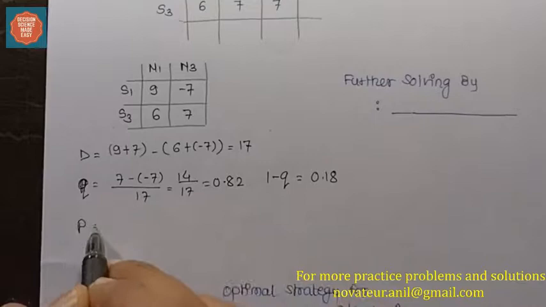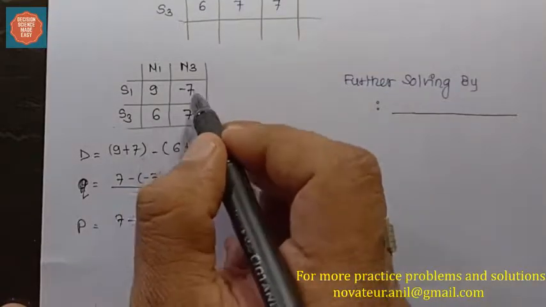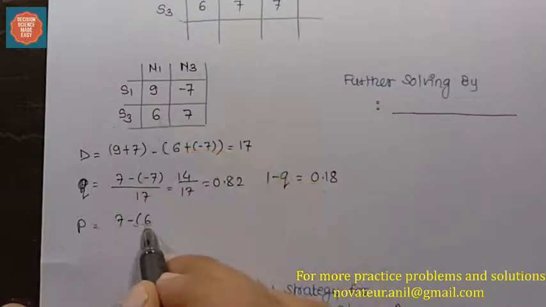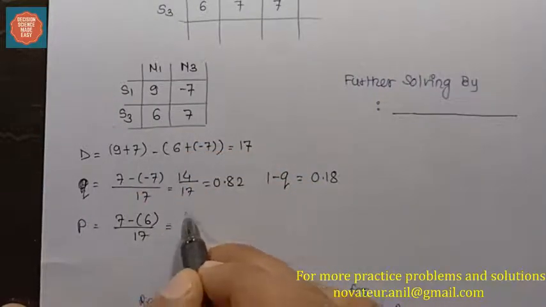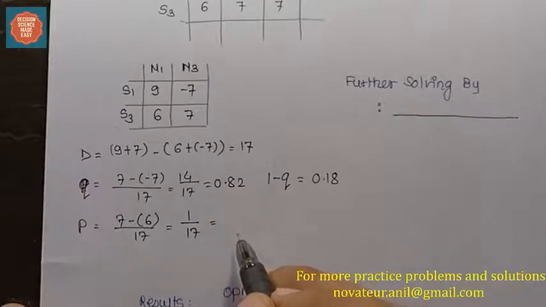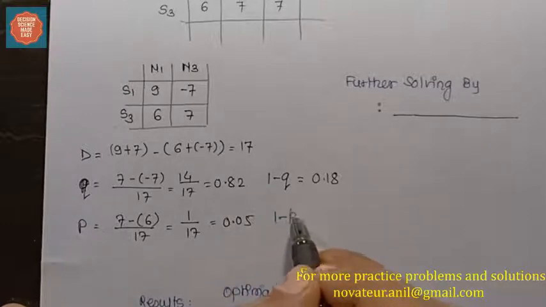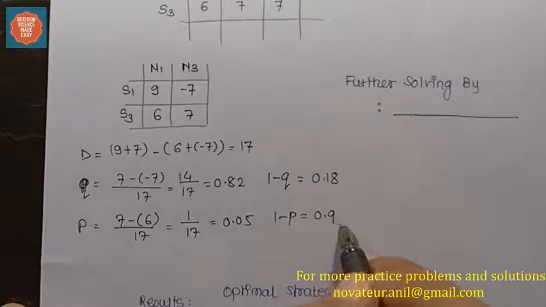Similarly for p, it is nothing but 7 minus 6 divided by 17. So this will be 1 upon 17. If I have to put this in decimal, this will be nothing but 0.05. So my 1 minus p is nothing but 0.95.